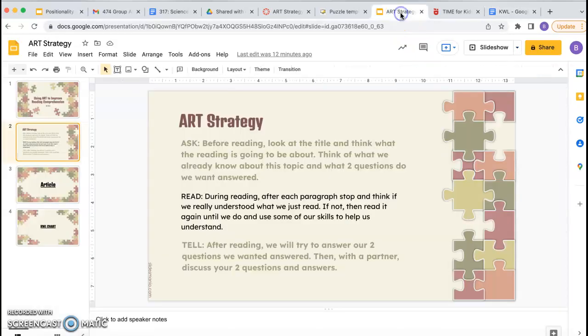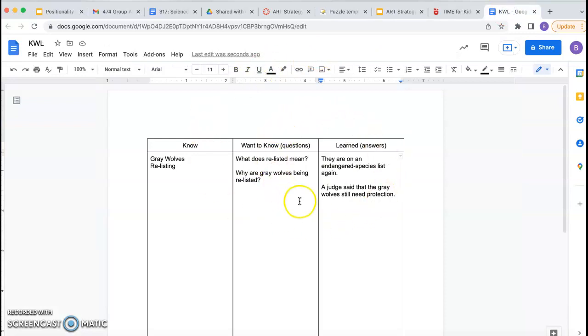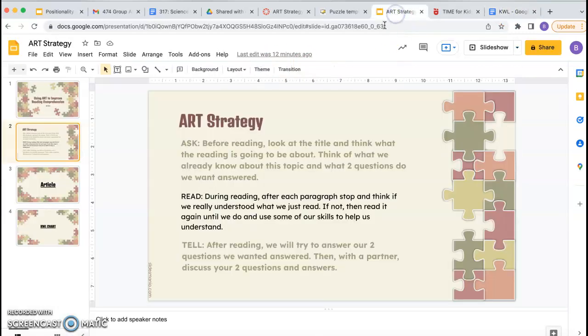Okay, so after I've done all those parts and I've filled out my entire KWL chart, then I'm going to discuss my 2 questions with a partner, and then share my answers with a partner. Now you're going to do the same thing, and you can pick a new topic or a new article to do, and then make sure you meet with a partner and share your answers and your questions. Okay?